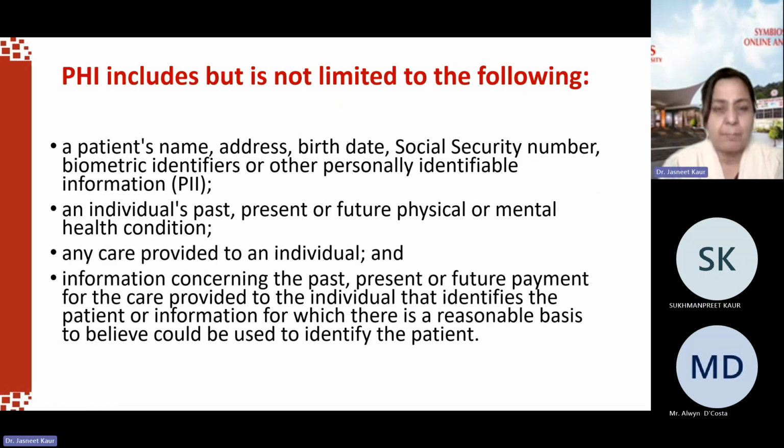Yes, ma'am. Patient health information includes, but is not limited to, the following: patient's name, address, birth date, social security number, biometric identifiers, or personally identifiable information. Then the patient's past history, present history, future history. Then physical health condition or mental health condition specifically. Any care provided to an individual and information concerning past, present, or future payments.